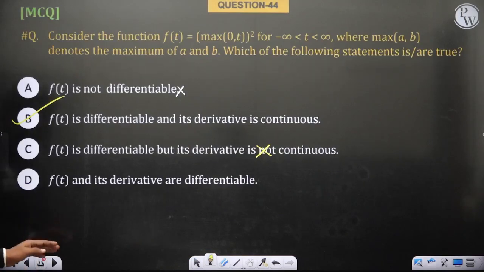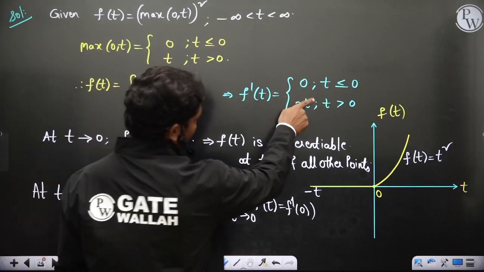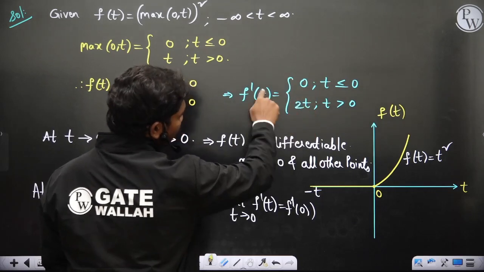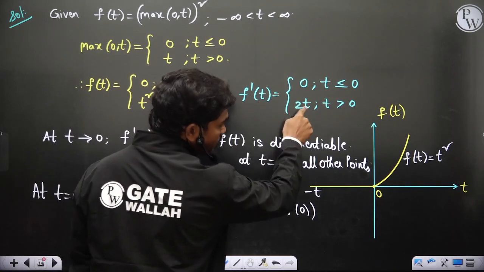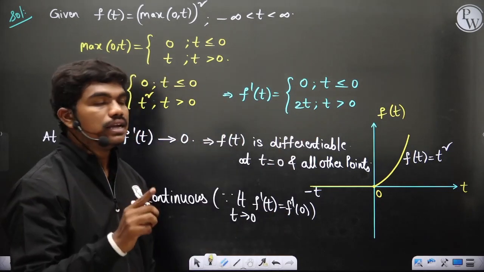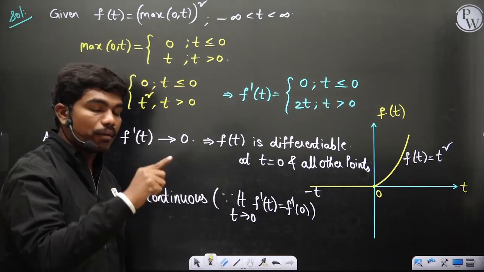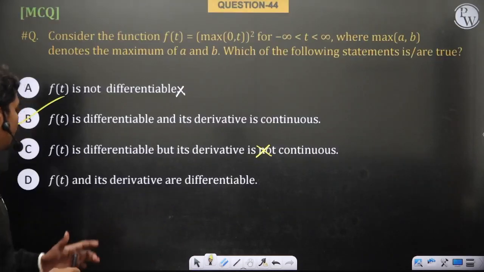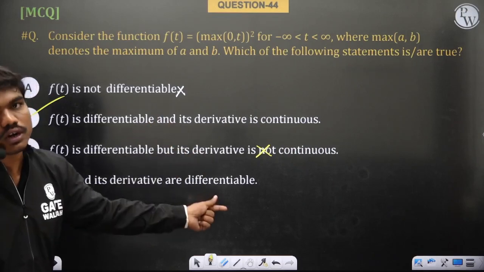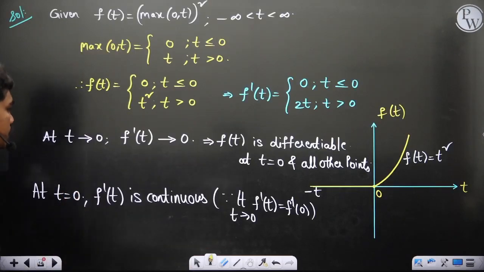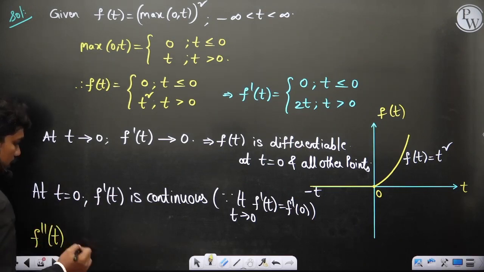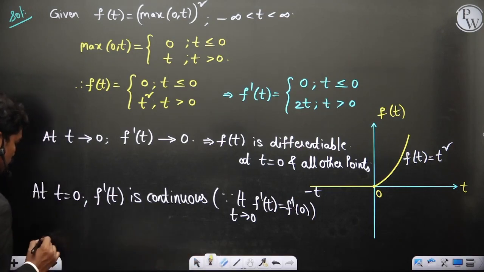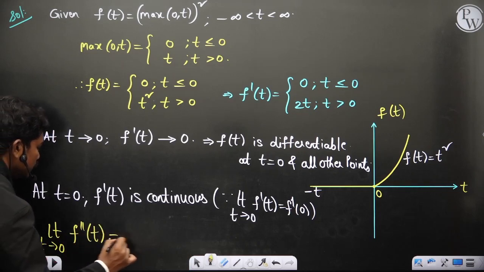Then what about the third statement: f of t and its derivatives are differentiable? No, this is not differentiable, because if you take one more derivative, f double dash of t is 0 and 2. In the left neighborhood the derivative is 0, in the right neighborhood the derivative is 2. There is a steep change. That's why f dash of t is not differentiable. So f of t is differentiable, but its derivative is not differentiable in this case. Therefore, f double dash of t does not exist, that is, the limit as t tends to 0 of f double dash of t does not exist.